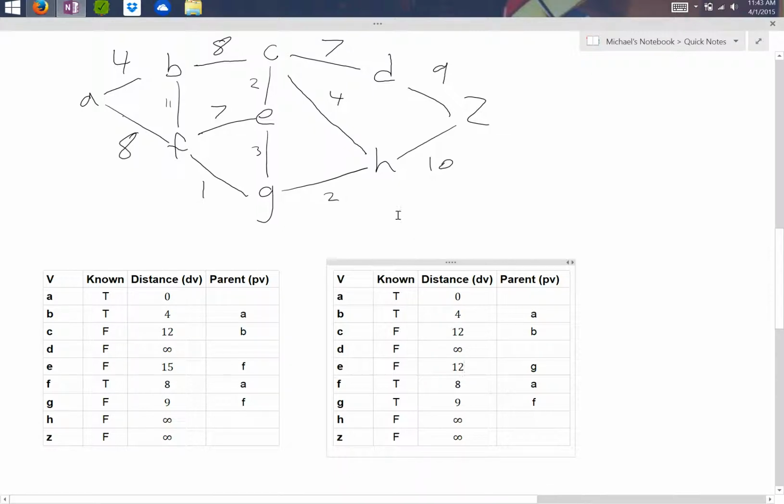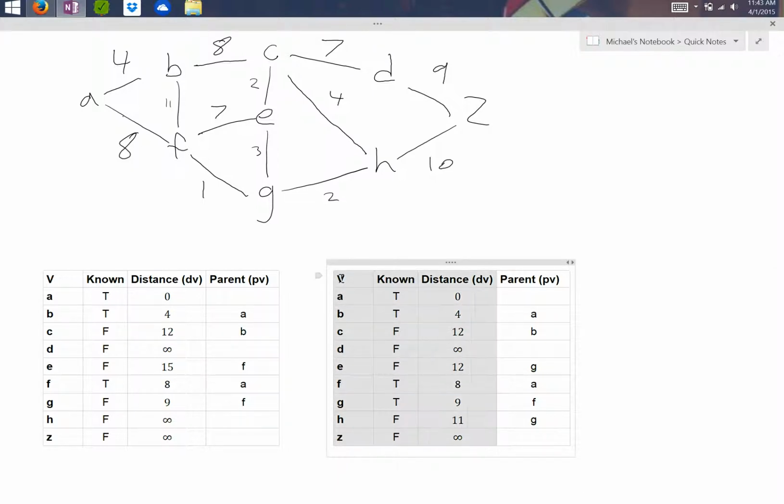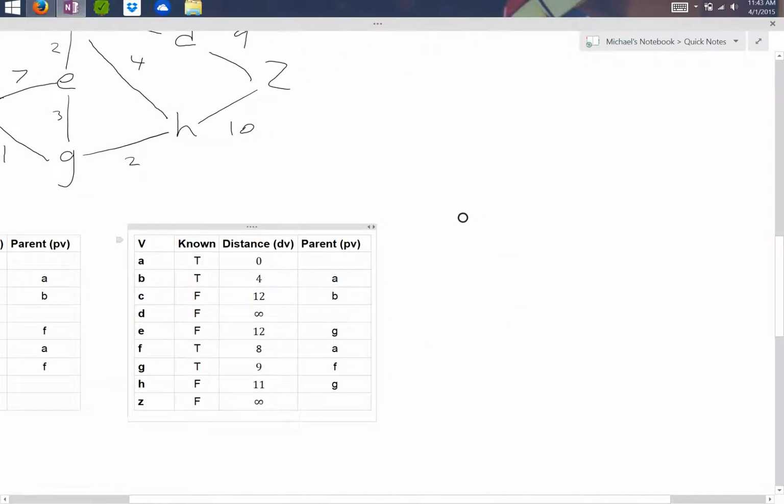So has H been updated yet? No, H has not been, so 9 plus 2 is 11. And 11 is less than infinity. And the parent would be G. So this is the first table. Let's do another table going off the same example.